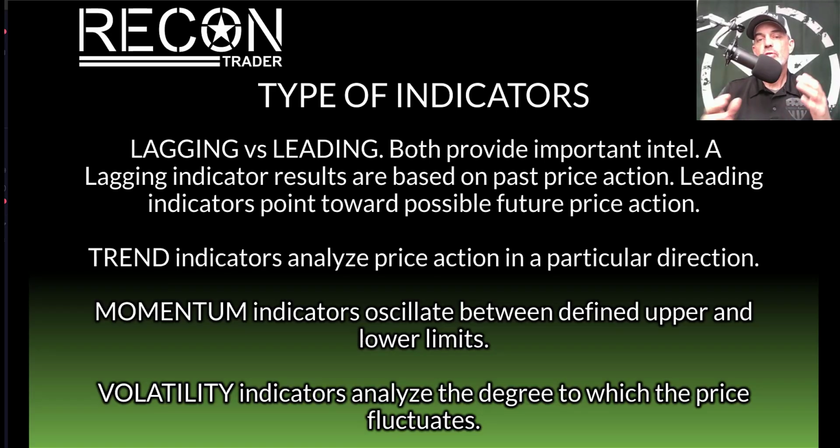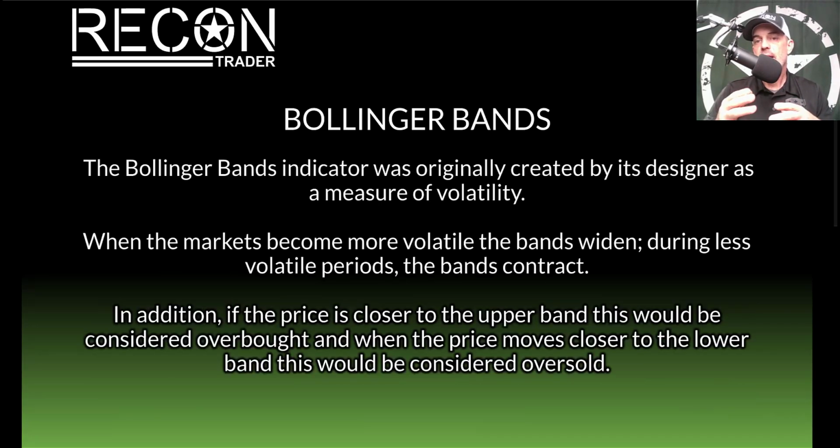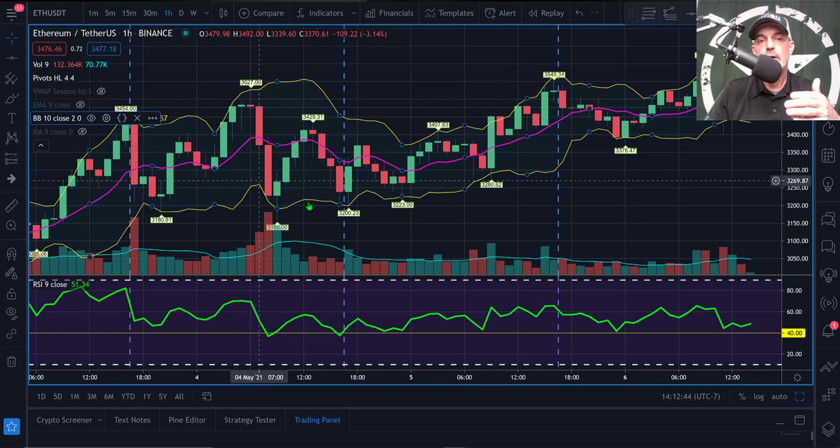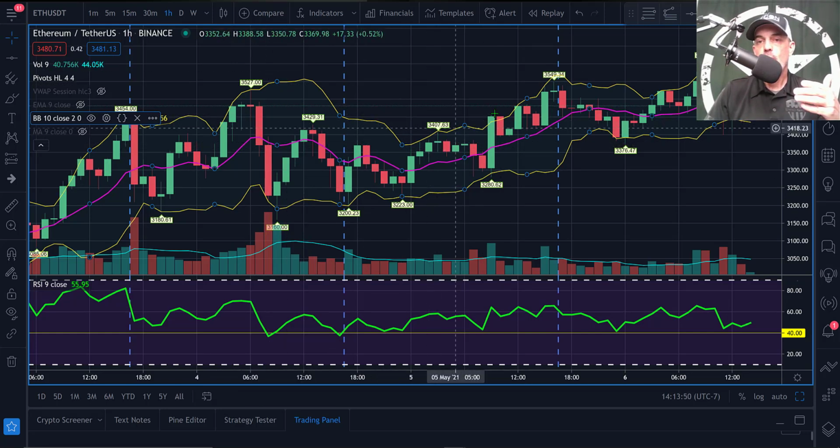And then the final indicator would fall under the volatility category. And so that final indicator is Bollinger Bands, and Bollinger Bands were originally created by their designer as a measure of volatility. And so again, if we jump back over to the chart of Ethereum, we can see the Bollinger Band indicator consists of 3 different lines. The 2 yellow lines are considered the upper and lower bands, and when the market becomes more volatile, the bands will become wider, and as the volatility leaves the market, the bands will become more narrow.